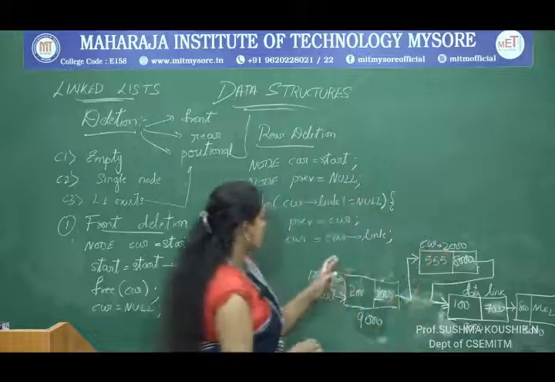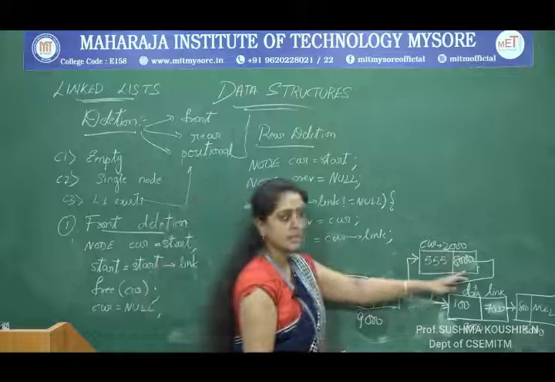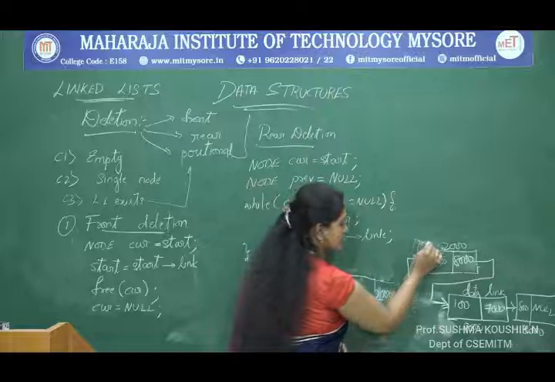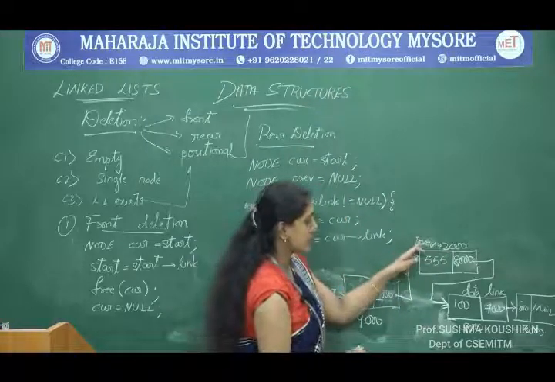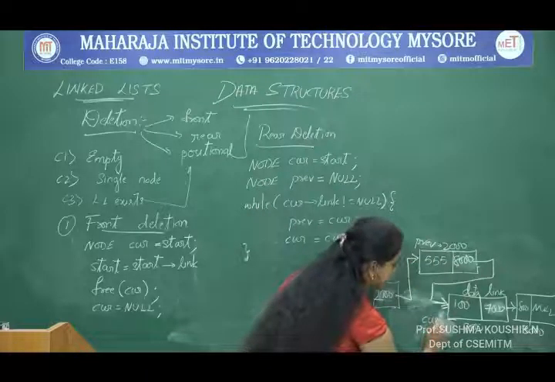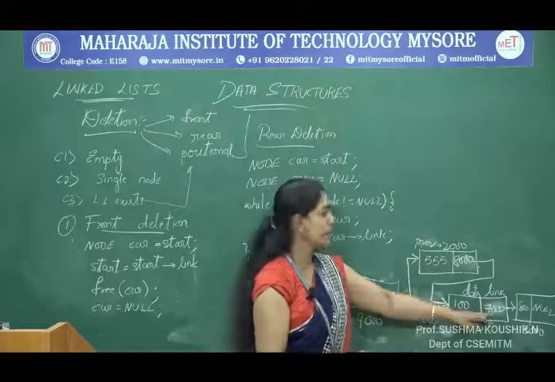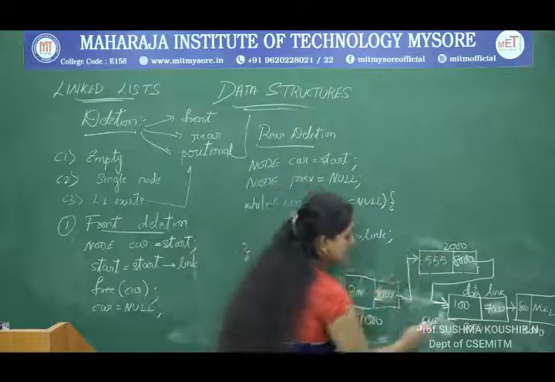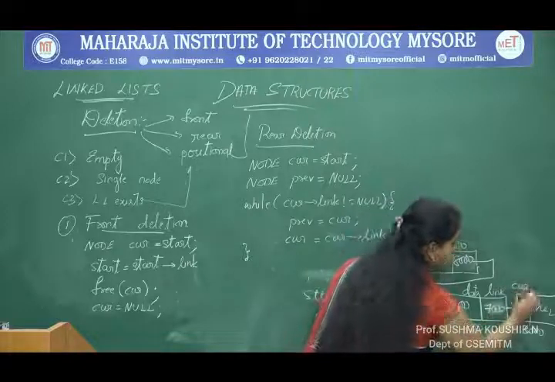So till when does this happen? Current of link is not equal to null. Is current of link null? No, it is not equal to null. So wherever the current is, that position is given to previous, and then current moves, current is equal to current of link. So current of link is 8000. Current is here for us. And now is current of link equal to null? No, it is not equal to null. So current has to move again. Before moving, it gives its location to previous and then moves, current is equal to current of link.